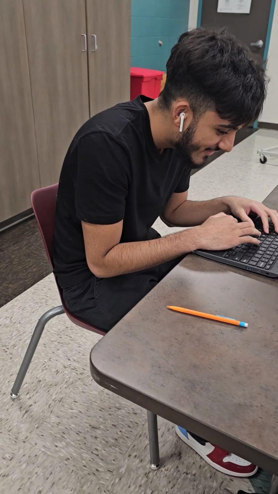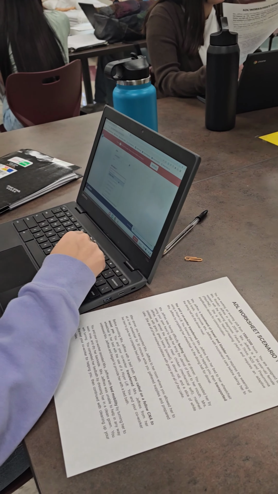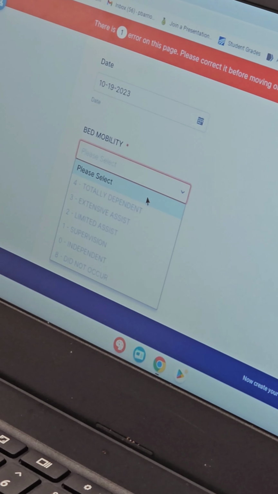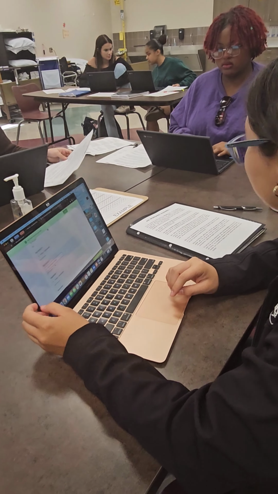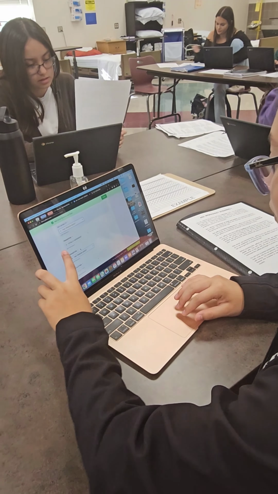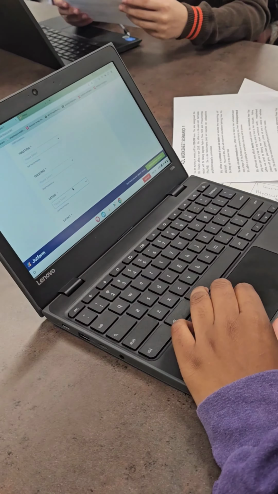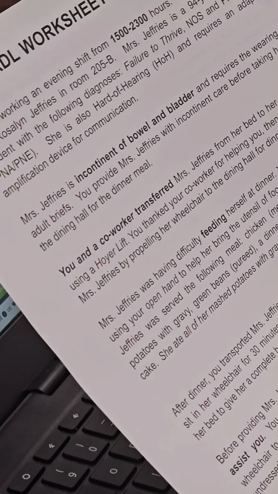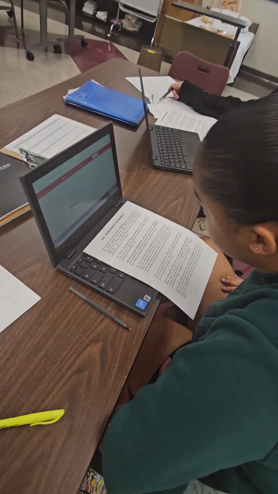And then are y'all understanding? Yes, ma'am. Okay. Thank you. I got you, ma'am. She's also hard of hearing and requires an adaptive application device for communication. So bed mobility, it would also be a four, three, I think. Oh yeah, that's three, because it's a two-person assist, and it says you and your coworker assisting. And then for transfers, I have that same thing. Bed mobility, two-person assist. So we have this now. And then transfers. Extensive assistance. Care before taking her to the dining hall for the dinner meal.